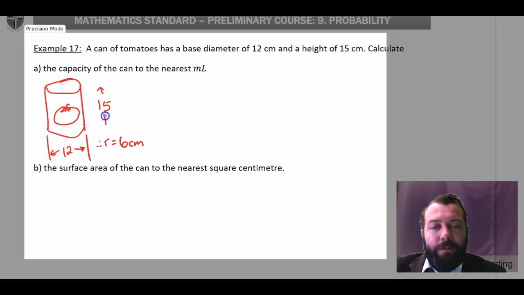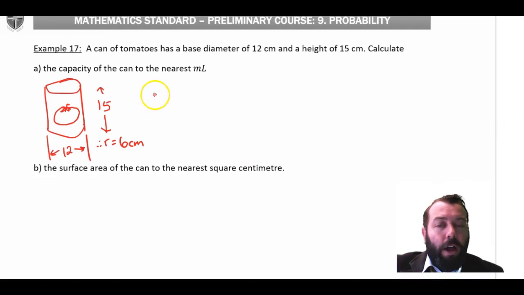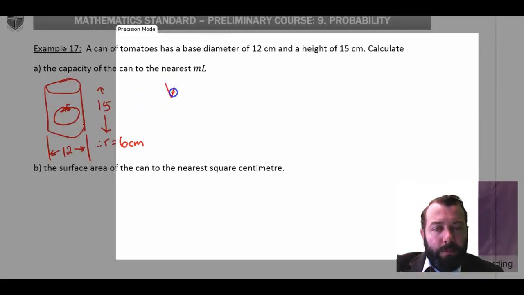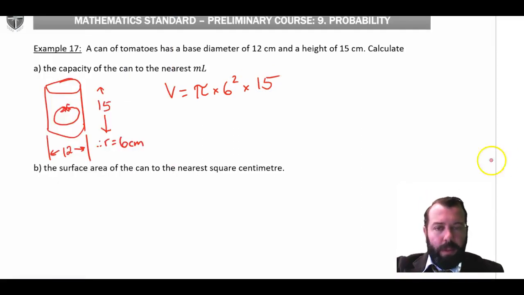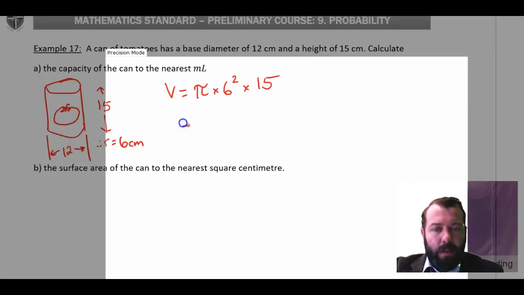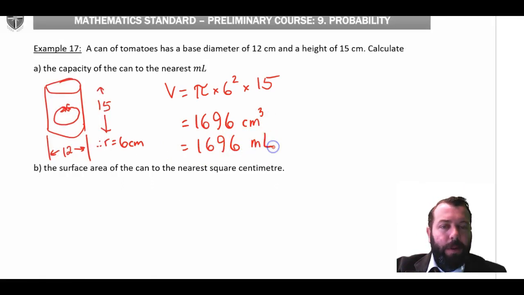That's straightforward enough, but I like to have a diagram there. It's reminded me the radius is 6, the height is 15. So my volume is, remember, pi times r squared times the height: pi times 6 squared times 15. Okay, so the volume is 1,696 cubic centimetres, and I'm just going to say equals 1,696 millilitres to the nearest millilitre, which is somewhere between 1.5 and 2 litres.